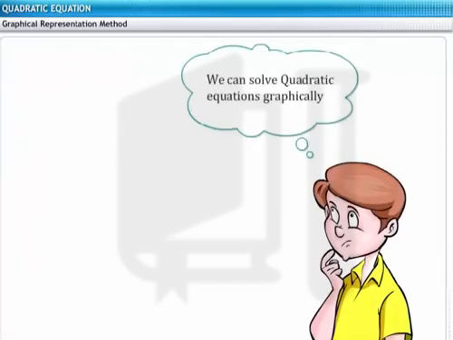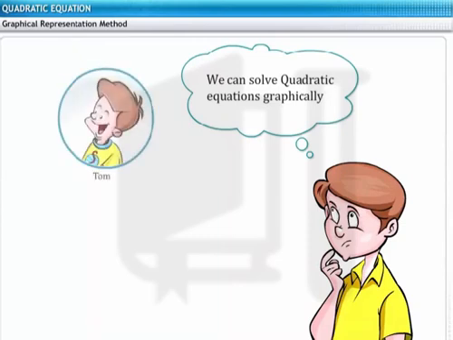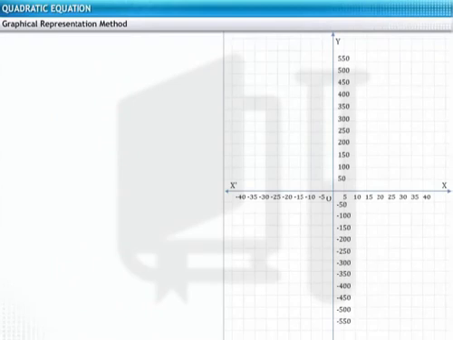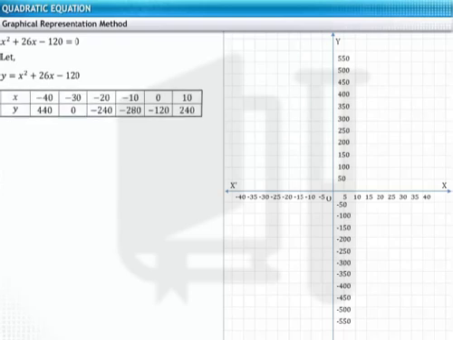As mentioned earlier, you can also solve quadratic equations graphically. Let us consider the graphical representation method to find Tom and Harry's present ages. The quadratic equation is x squared plus 26x minus 120 is equal to 0. Let's assume y is equal to x squared plus 26x minus 120. As you can see, the table displays a list of ordered pairs based on the equation y is equal to x squared plus 26x minus 120.